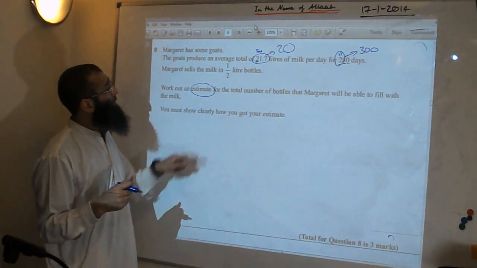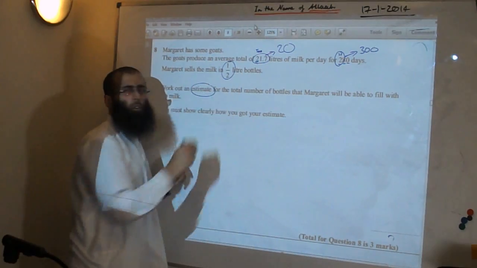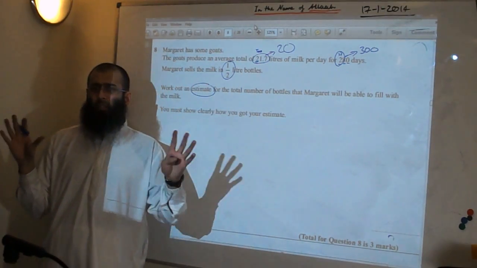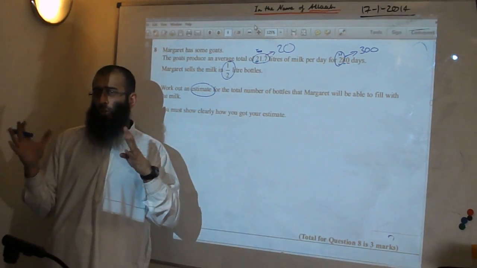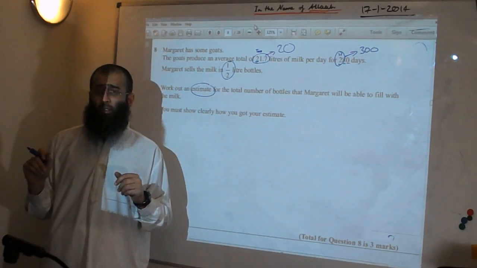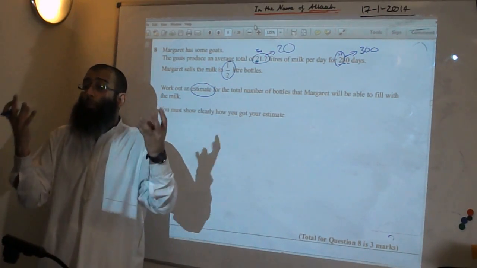Okay? Now we have half a litre. We look at that number first. Does it need to be rounded or is it already chunky? And the answer is it's already chunky. Half is a nice, lovely number to deal with.